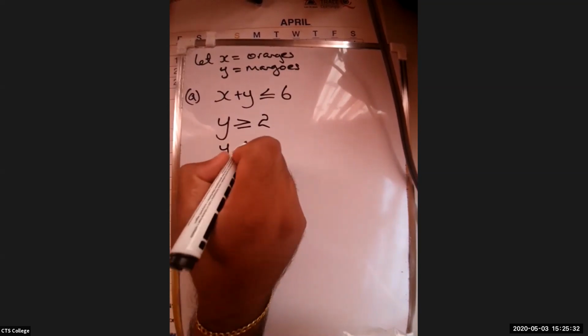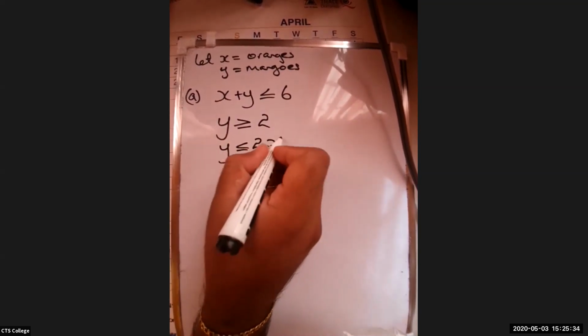Next equation. The number of mangoes is less than or equal to twice the number of oranges. So the number of mangoes must be less than or equal to twice the number of oranges. Did you all have those 3 equations? Okay. So the easiest line to draw there will be this one.